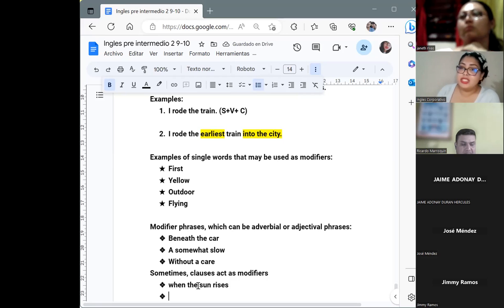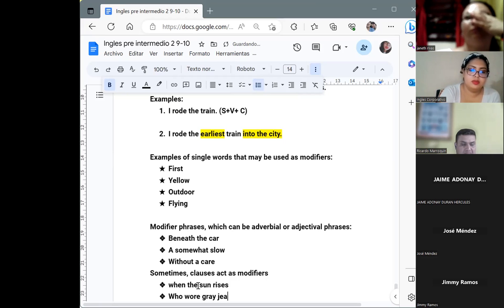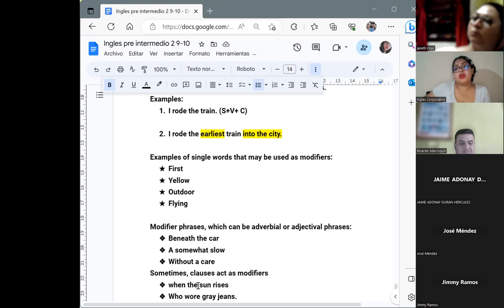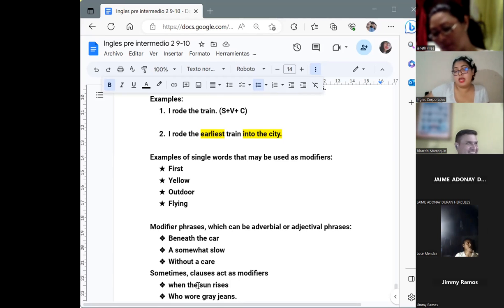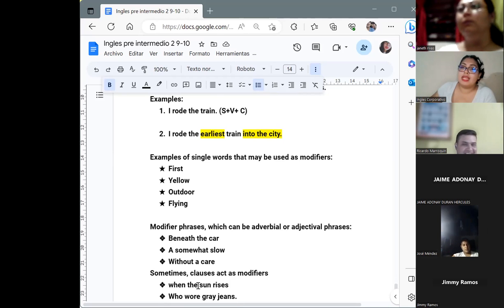That is, who wore gray jeans? Who wore gray jeans? ¿Quién usó o quién usaba vaqueros grises? And in this case is when we're talking about someone. Guess what? My boyfriend was here. Oh, your boyfriend is the person that was standing there. Yes, he was the tallest guy who wore gray jeans. He was the tallest guy who wore gray jeans. Él era el chico más alto quien utilizaba vaqueros grises.